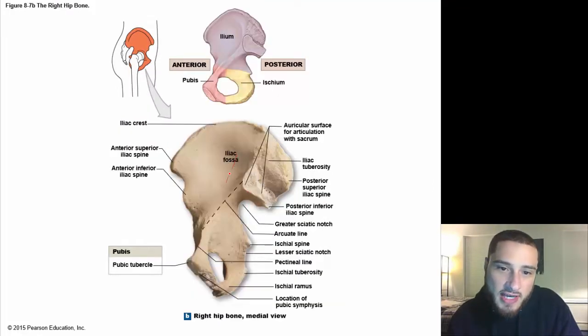Okay, you have your iliac fossa on the inside. We're going to see in the pubis you have your pubic tubercle.